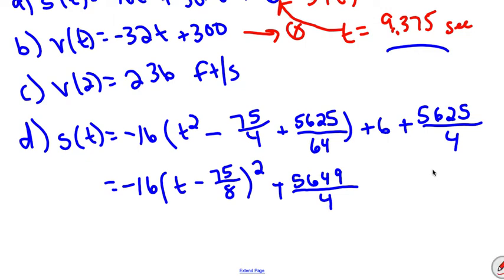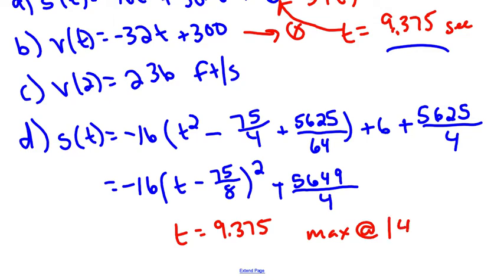So this is the time. When t is equal to 75 over 8, which is 9.375, the maximum height will occur at this 5649 divided by 4, which is 1,412.25 feet. So again, I did that the long way. Not the wrong way, but the long way. What they did was way easier.